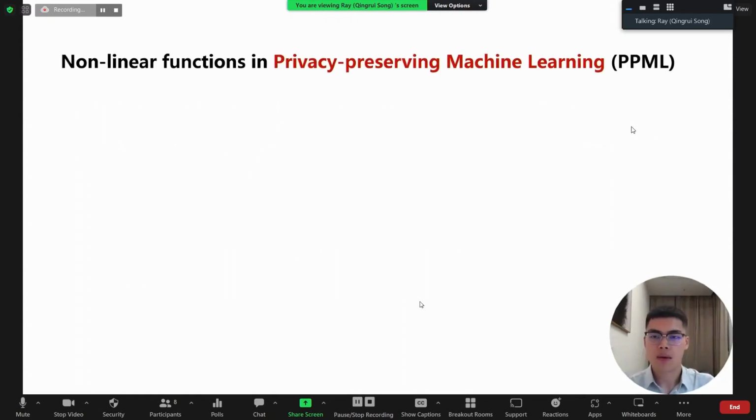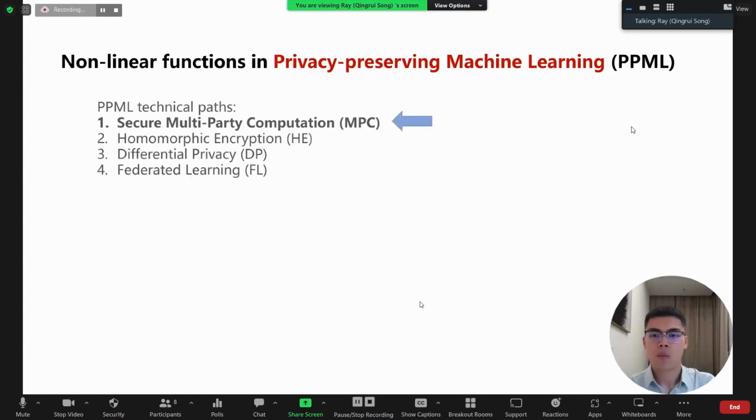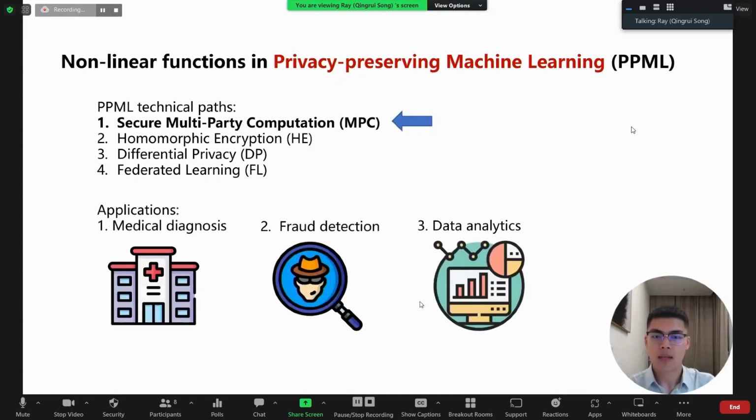To start with, privacy-preserving machine learning is a useful but expensive approach to machine learning that aims to protect individual privacy while allowing effective training and inference of machine learning models. We are currently focusing on MPC-based PML and how we can make it more efficient in practice. Here are some relevant applications.